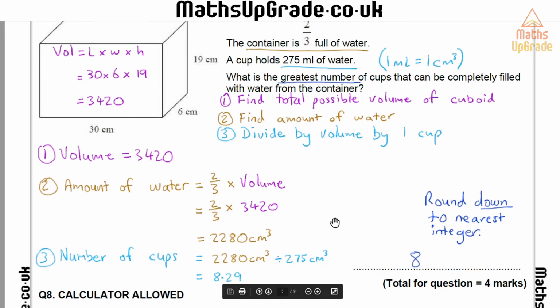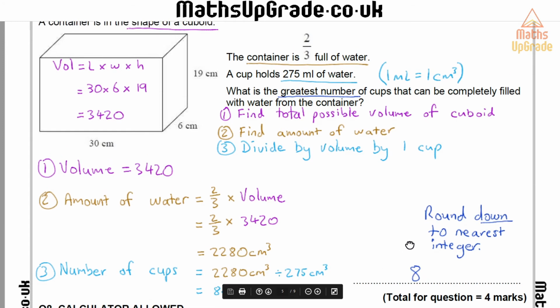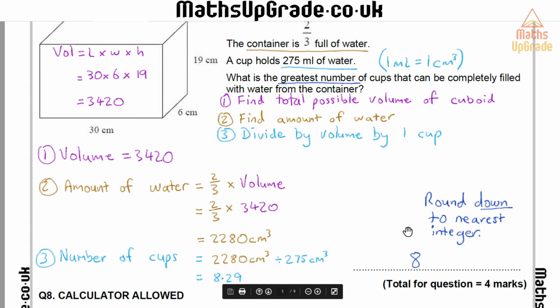Now to find the number of cups, this is the amount of water I need, and this is how much each cup can hold. So if I divide those two values through, since they're both in milliliters or centimeters cubed, I'll get 8.29. Now, since it asks what's the greatest number of cups that can be completely filled from the water, that means it's going to be 8, since I need to round it down to the nearest integer. The entire question there is worth 4 marks.